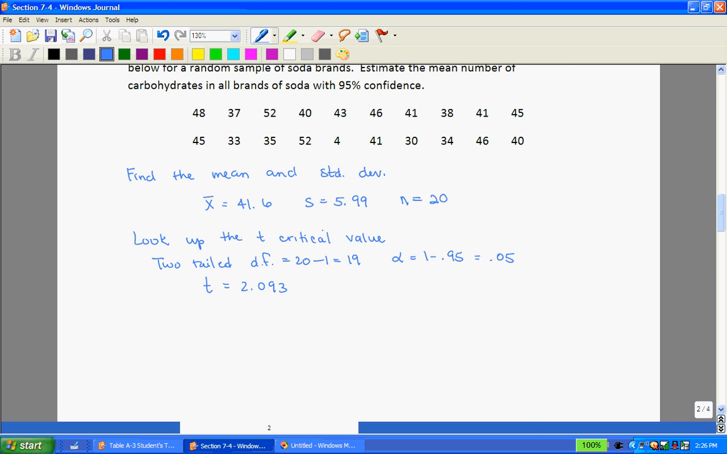Technically, I get a positive and a negative value, but because we're going to use this for the margin of error and we end up subtracting and adding anyway, I'm not going to bother to keep track of those. So that's my critical value.